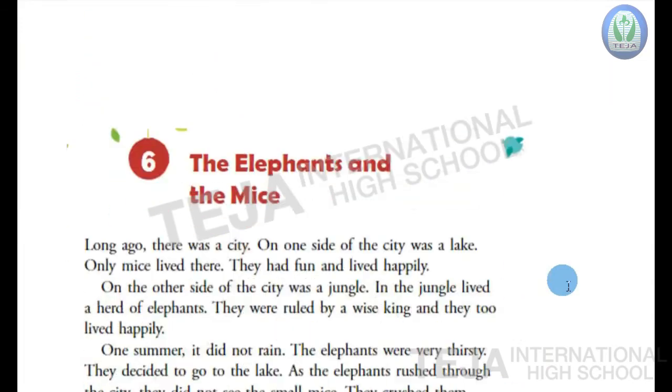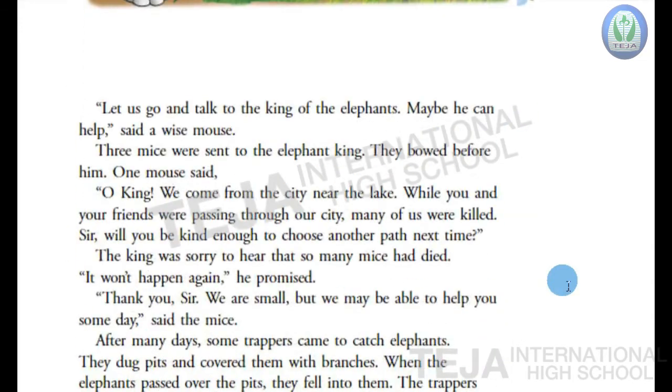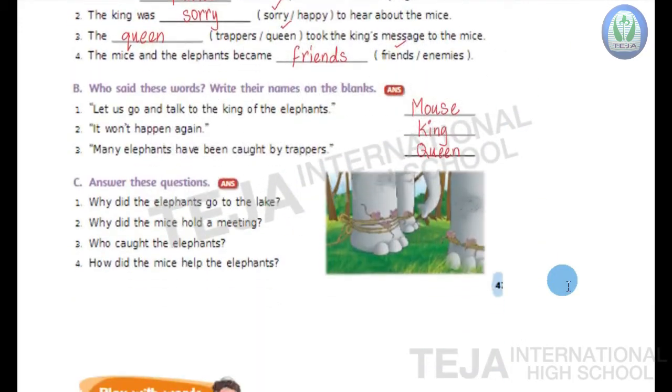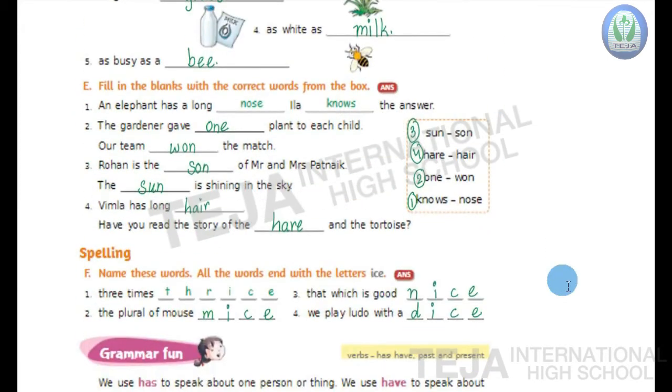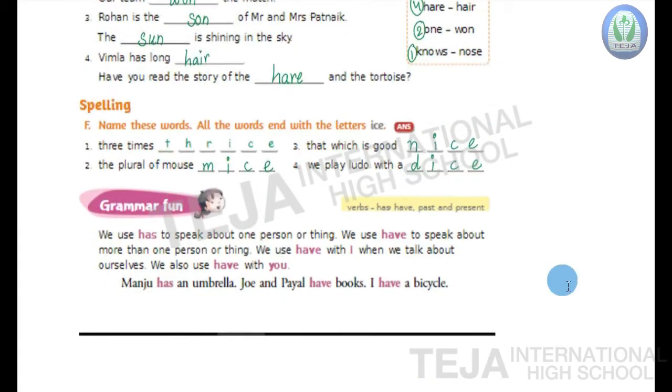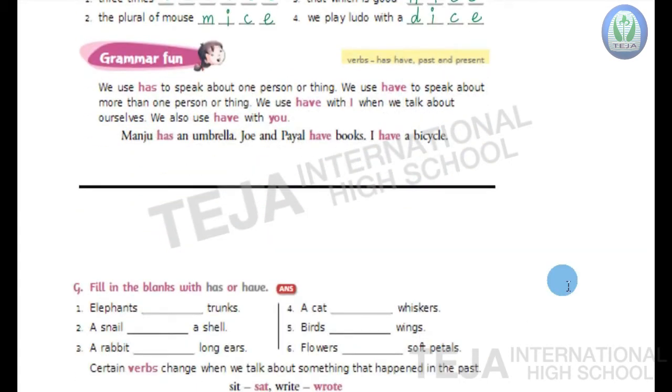Children, in our last session, we discussed the textbook bits of lesson 6, play with words, as well as spelling. In today's session, children, we will discuss grammar fun. In grammar fun, today we are going to learn about verbs. When do we use has as well as have?